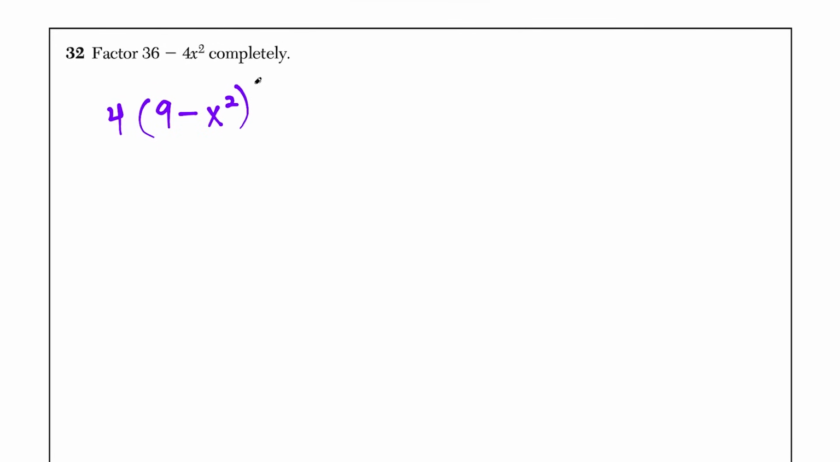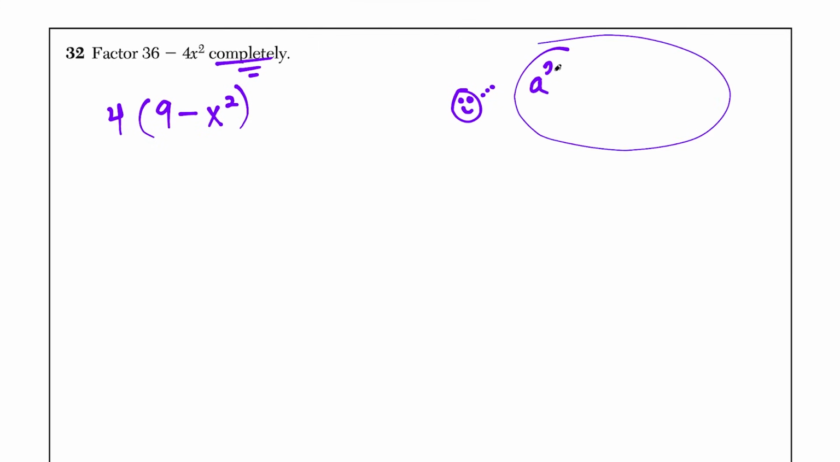Now, the most common mistake here is that people just stop at this step. But this question is telling you to factor completely, okay? So when you hear factor completely, that means just keep going. You probably have more than one step. But factor completely means to factor until you can't factor the expression anymore, okay? So then the next thing I'm noticing here, 9 minus x squared is in the form of a squared minus b squared. And this is a difference of two squares. And this factors very nicely to a plus b times a minus b.